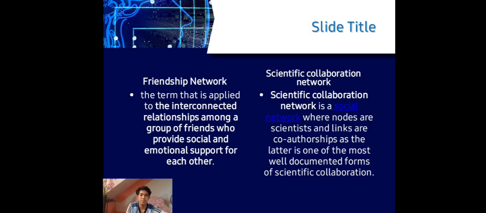So friendship network, the term that is applied to the interconnected relationships among a group of friends who provide social and emotional support for each other. Next is scientific collaboration network. Scientific collaboration network is a social network where nodes are scientists and links are co-authorships, as the latter is one of the most well-documented forms of scientific collaboration.